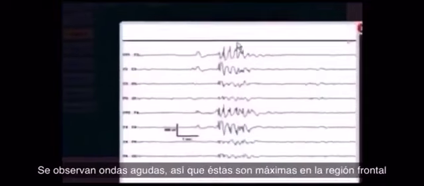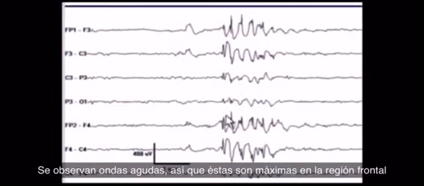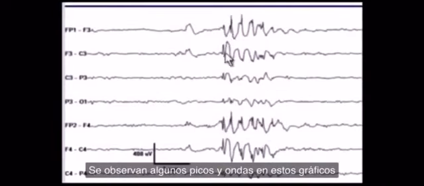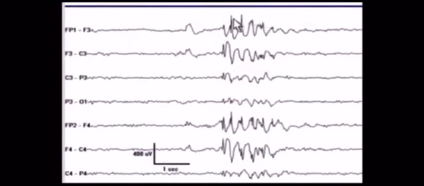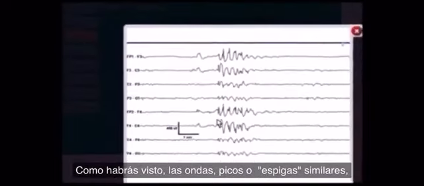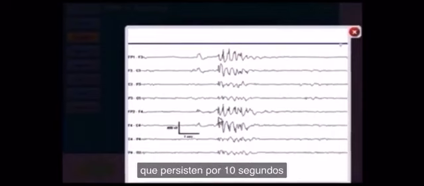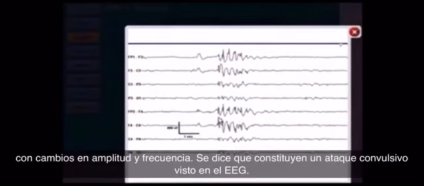And what about this one? You see sharp waves. These are maximal in the frontal head region. You see sort of a spike and wave discharge, but you do not see an evolution in frequency. If you had seen a similar spike and wave that had persisted, let's say over 10 seconds, with changes in amplitude and frequency, this would have constituted an electrographic seizure.